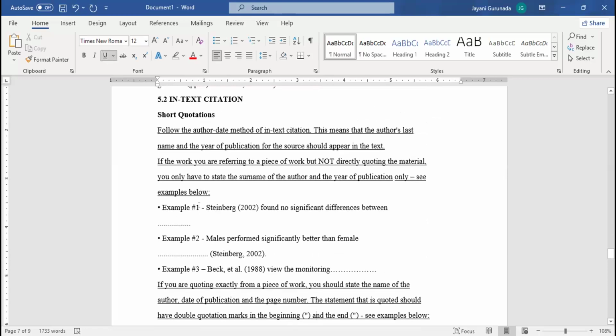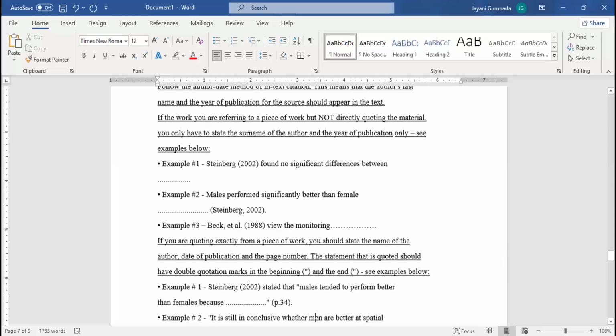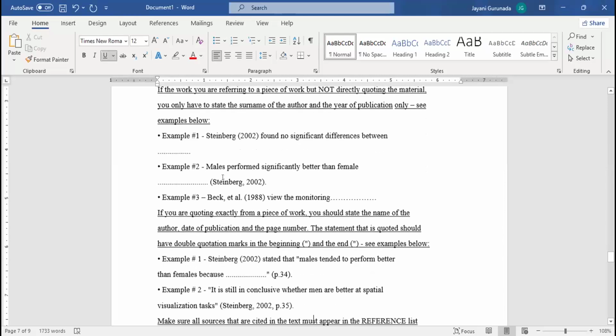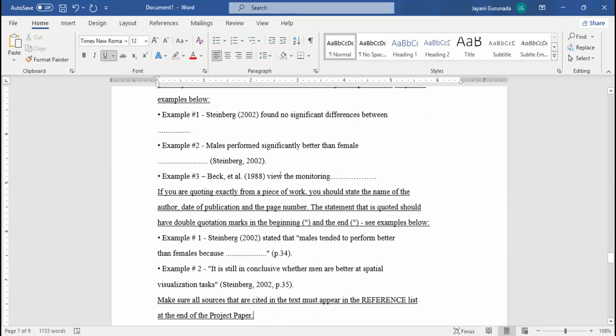Like that. When you are writing the literature review, you write like this: Steinberg 2002 found no significant differences between, and like that you write the rest of the literature, right? Here, you can also write like this. You can start it here: Steinberg 2002 stated, Steinberg 2002 reported. You can also write at the end, after writing the paragraph, within brackets, Steinberg 2002. Right. Then with et al., Beck et al. 1992 reviewed the monitoring. You can write the rest of the things, right?